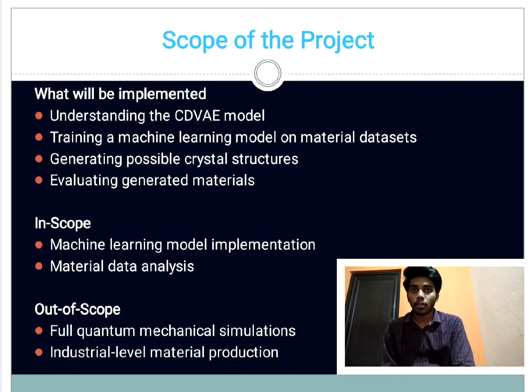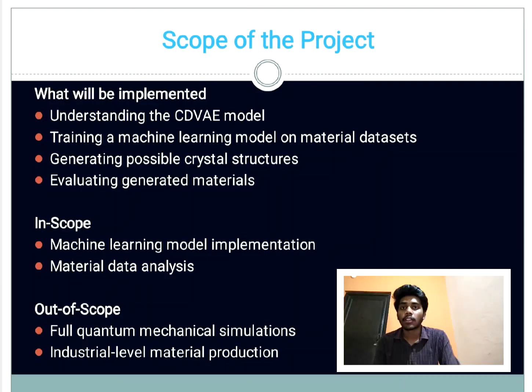Now I will explain the scope of our project. In this project, we plan to study the CDVAE model, train the model using material datasets, generate possible crystal structures, and analyze the generated materials. The in-scope activities include machine learning model training and data analysis. The out-of-scope activities include performing complex quantum mechanical simulations or real industrial material predictions. Our focus is mainly on AI-based predictions of crystal structures.